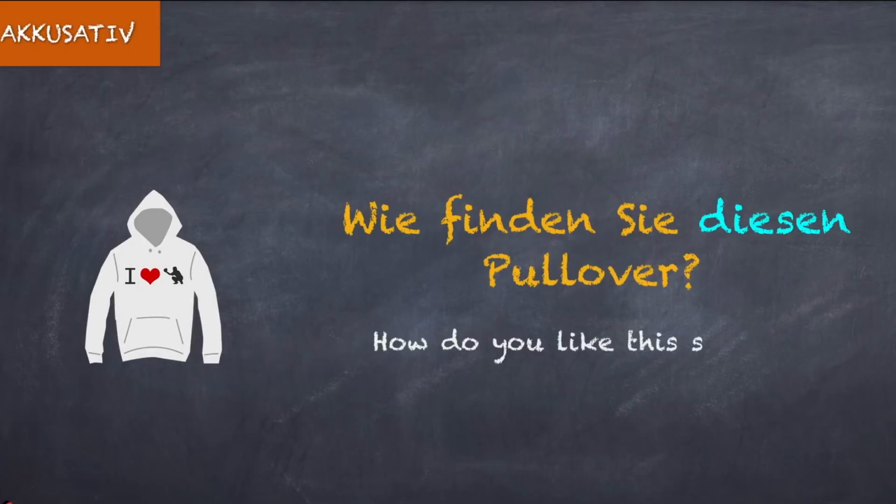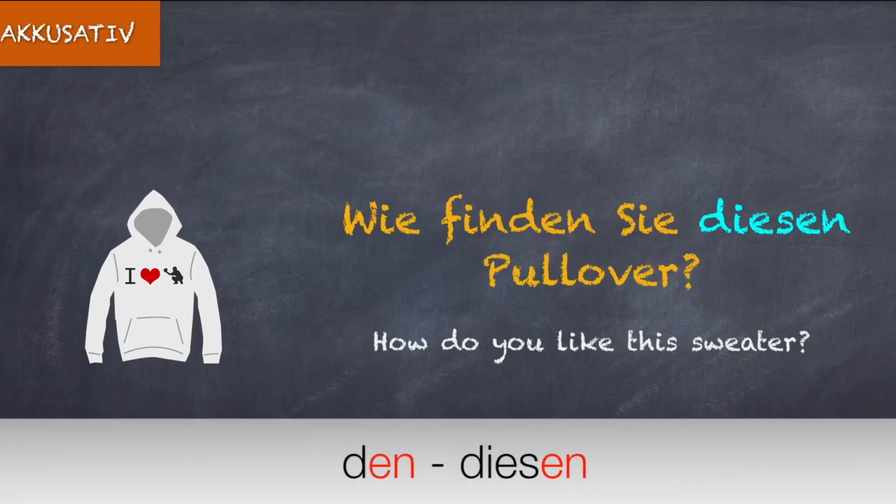Now let's look at an example in the accusative case. Wie finden Sie diesen Pullover? Sie ist das Nominativsubjekt. Pullover ist das Akkusativobjekt. Just like the definite article takes the ending en for accusative, even dies takes the ending en when it's used as an accusative object.